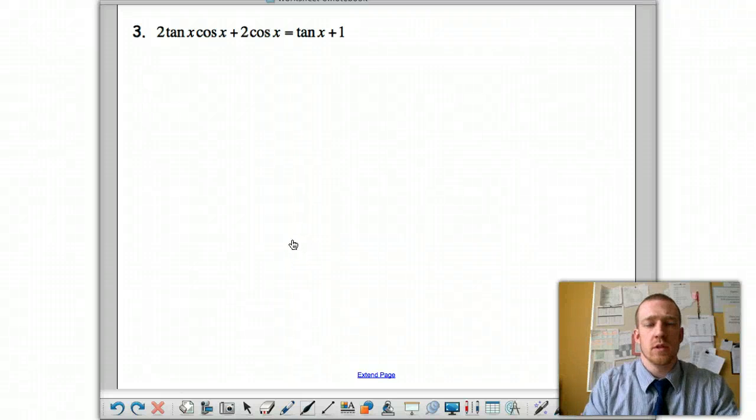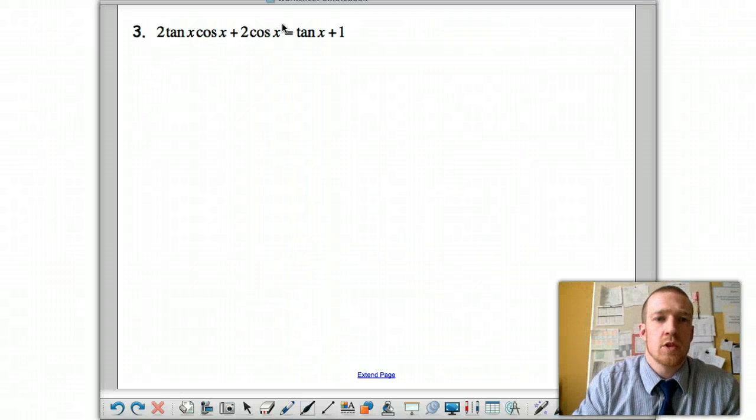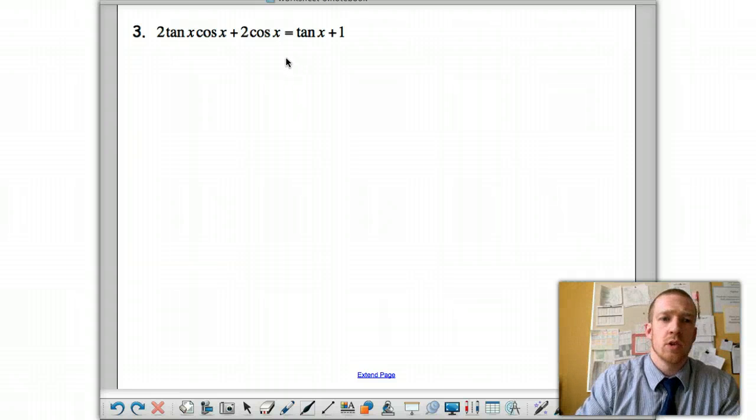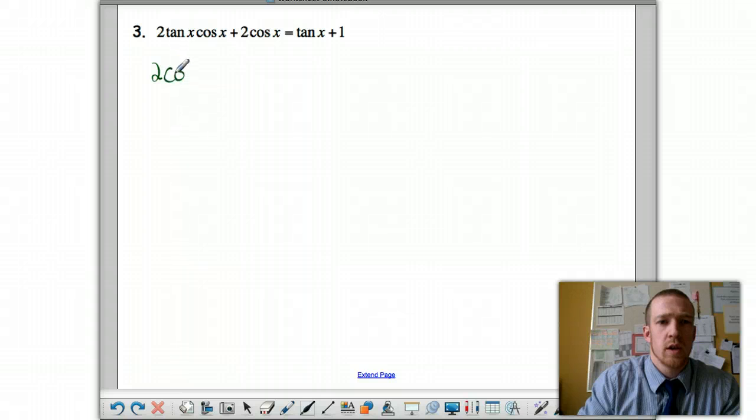Alright, this one's a little bit of a doozy, so pay attention. First, I'm going to try and factor. There's no trig tools. I don't have any double angles or half angles. I don't have any squareds, so there's no Pythagorean identities. So I'm going to start by factoring out the 2 cosine x.